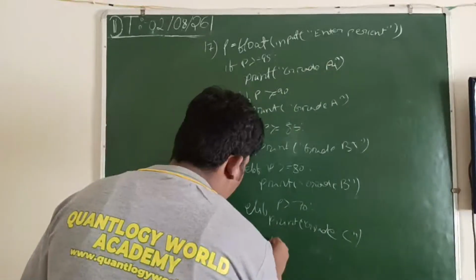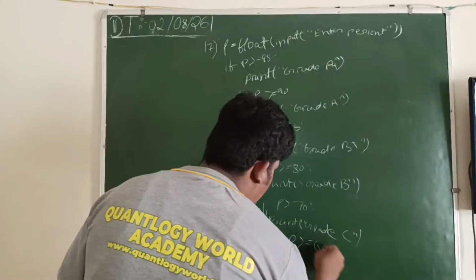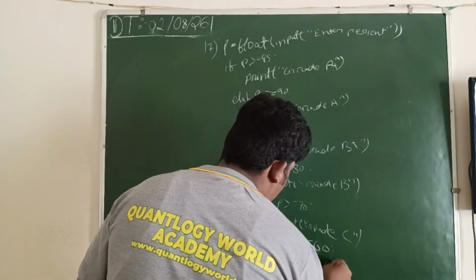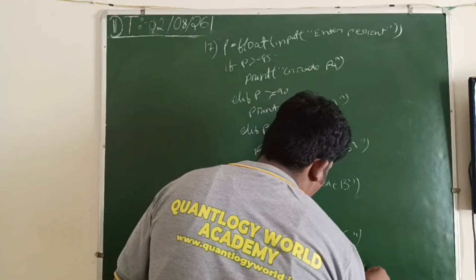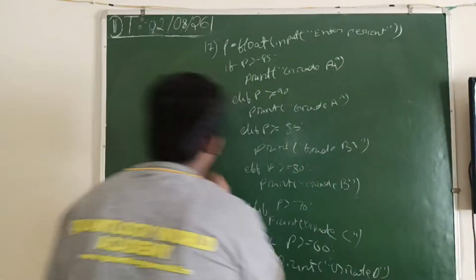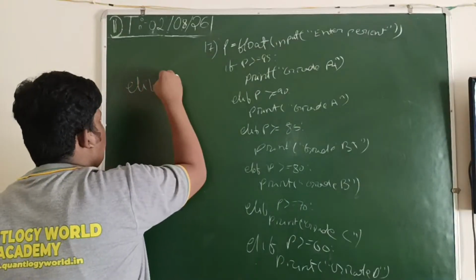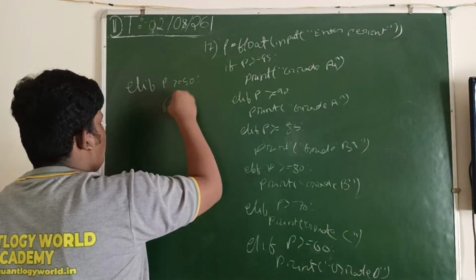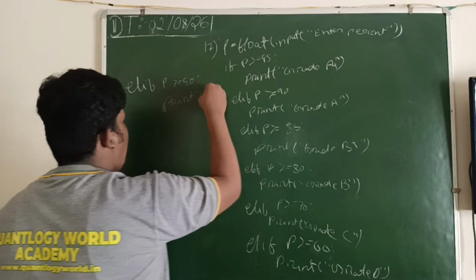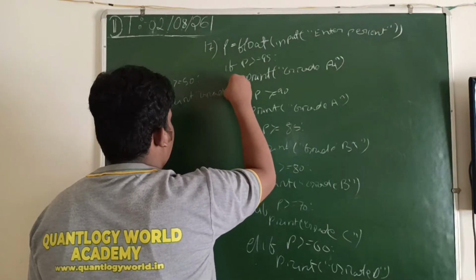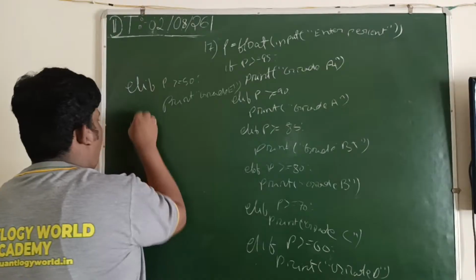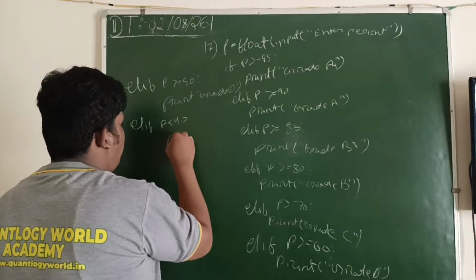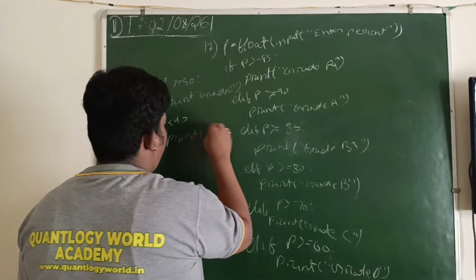And if p greater than equal to 60, print grade D. And if p greater than equal to 50, print grade E. And if p less than 40, print fail.